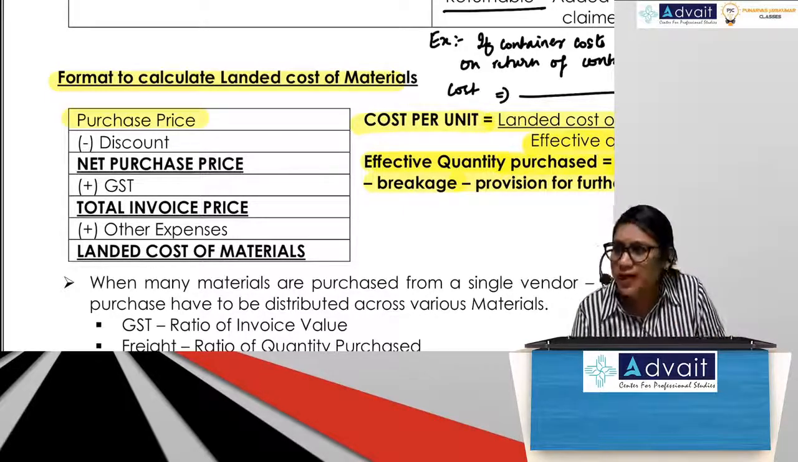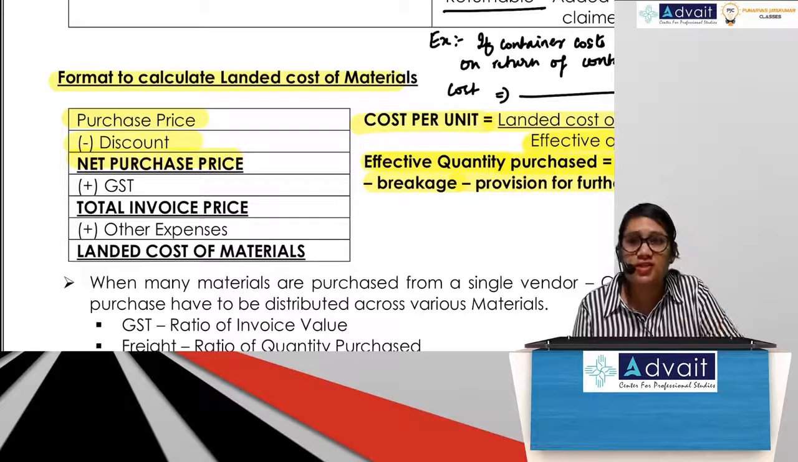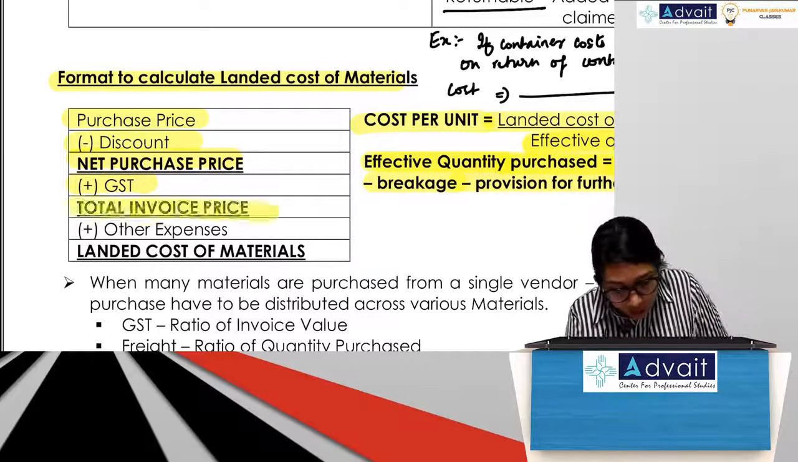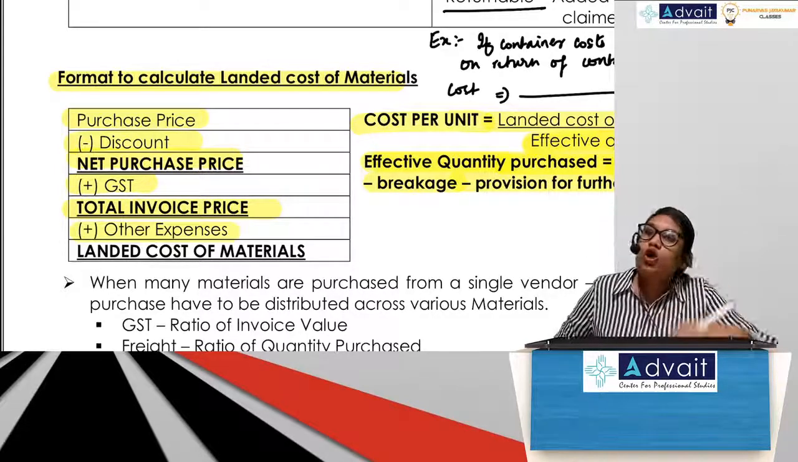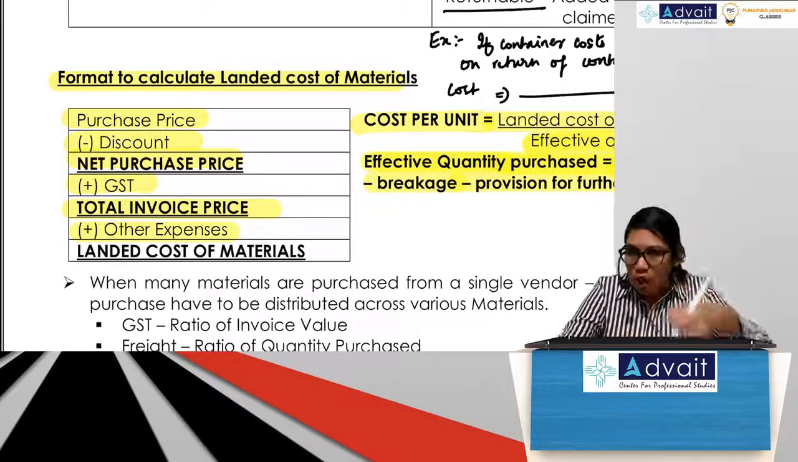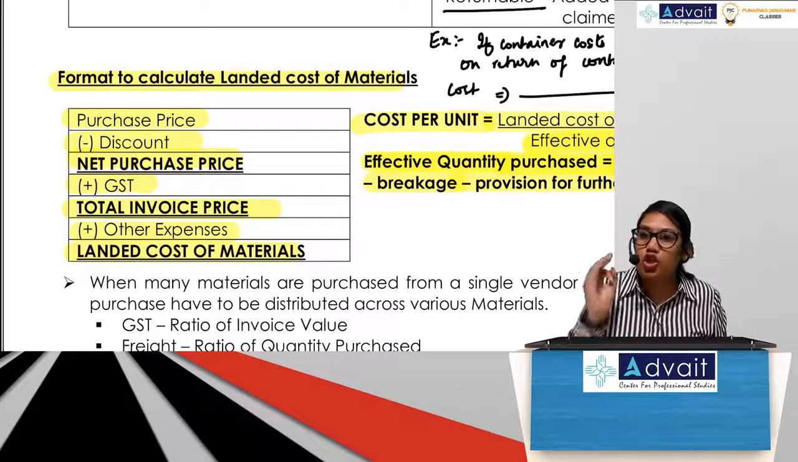You have purchase price minus your trade discount gives you your net purchase price. If you are adding GST, that is if credit is not available, then you add your GST. What do you get? Total invoice price. Now to this total invoice price, you add all your other expenses like your brokerage, commission, freight or cost of containers. You adjust all of that and then you get your landed cost of materials.